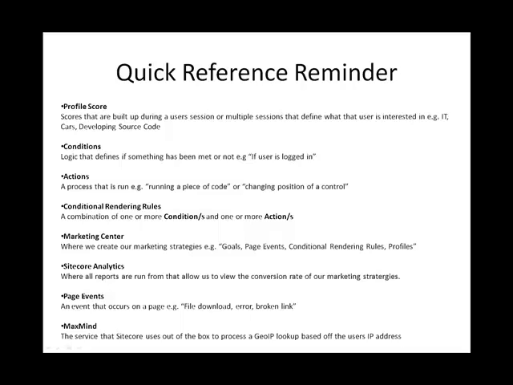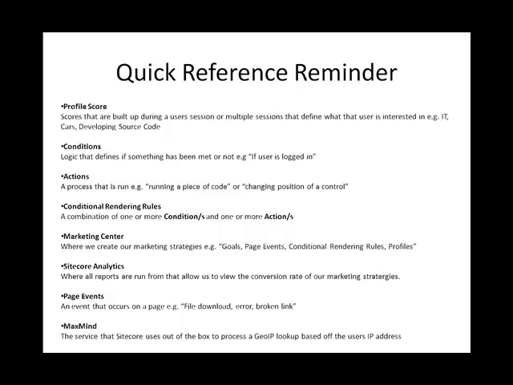Before we go on to the real technical stuff, I just want to give a quick reference reminder to all the different buzzwords we use within the online marketing suite. So, a profile score. Scores are built up during a user session or multiple sessions that define what the user is interested in. So, some examples include IT, cars, or developing source code. Conditions. Conditions are logic that determines if something has been met or not. So, for example, if a user is logged in. An action. An action is a process that is run. For example, running a piece of code or changing the position of a control on my website. A conditional rendering rule is a combination of one or more conditions and one or more actions.